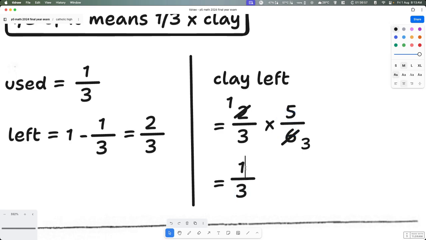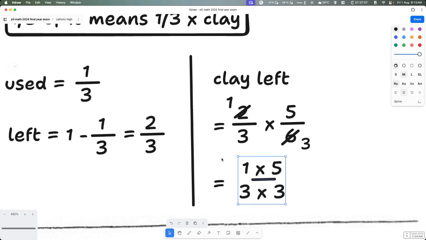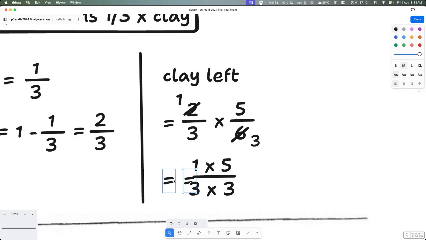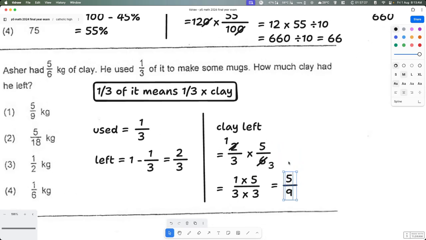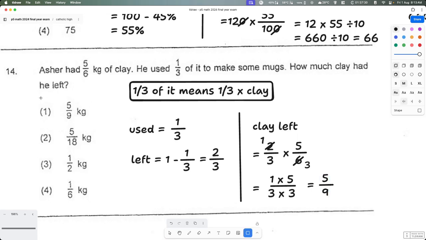or to make this a little bit simpler, we multiply by 5, and then 3 multiply by 3. That's what you see over here. So in this case, let me put a line over here. What would the final fraction be? So the final fraction will become equal to something like 5 over 9. There you go. So what he's left with is 5 over 9 kg, right? And for question 14, that will be option number 1.